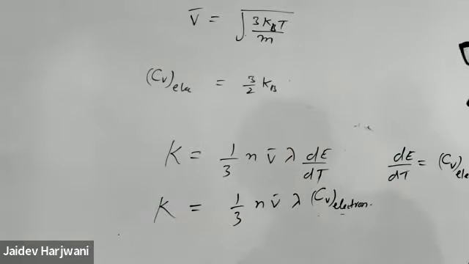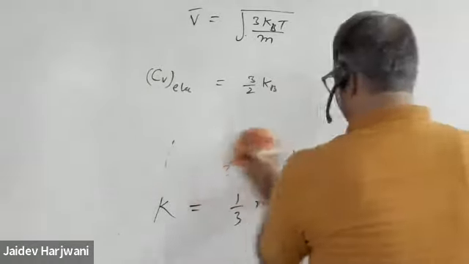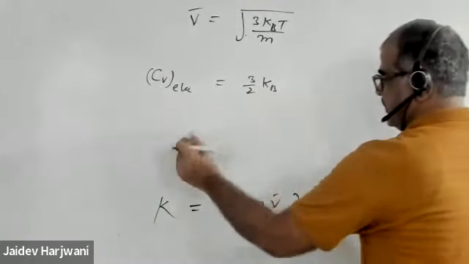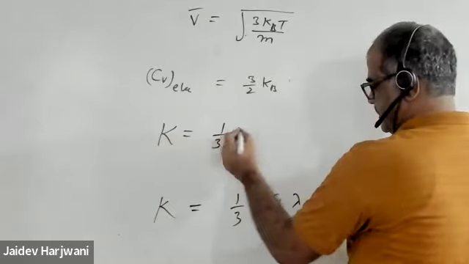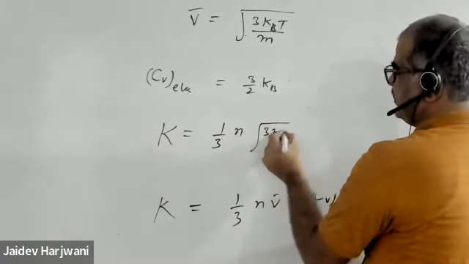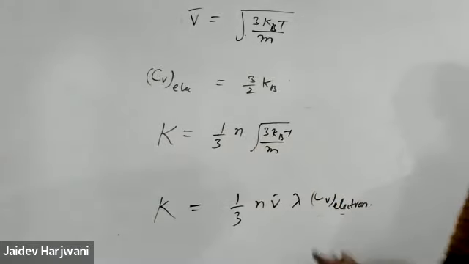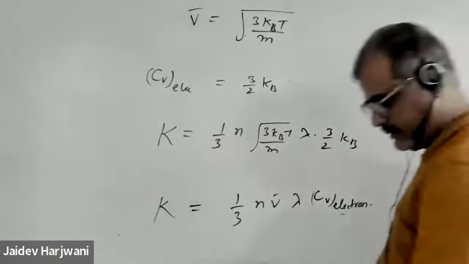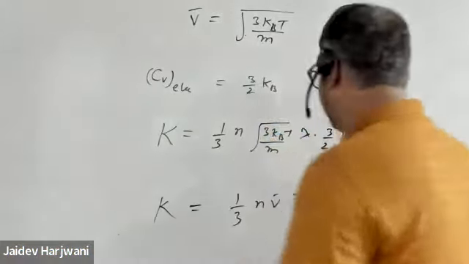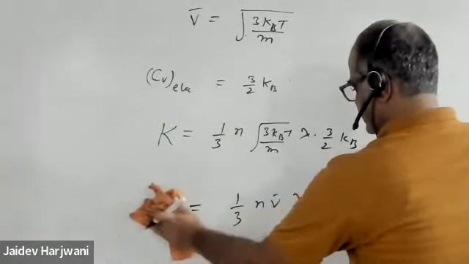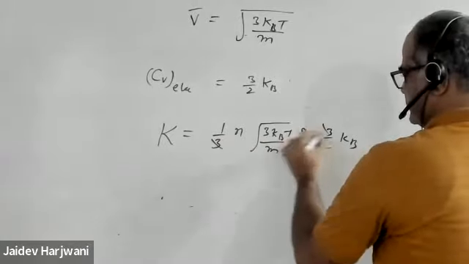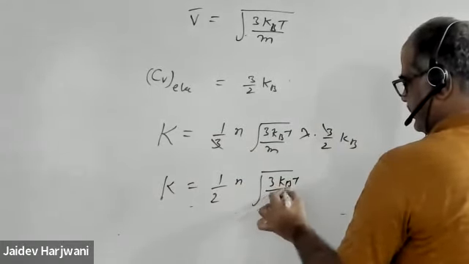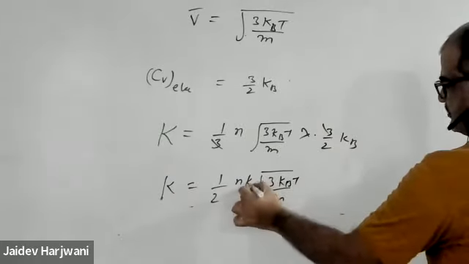Now you can put these values here, so I can get K. The expression for K will be 1/3, and I have the square root of 3 kBT over m, then lambda, and then CV, which is 3/2 kB. This is not a simplified expression, so let us solve this more. At least we can cancel out this 3, so I have half and the square root of 3 kBT upon m, and kB is outside.